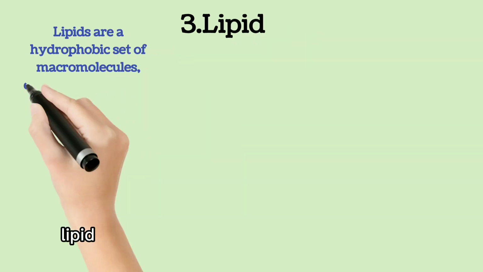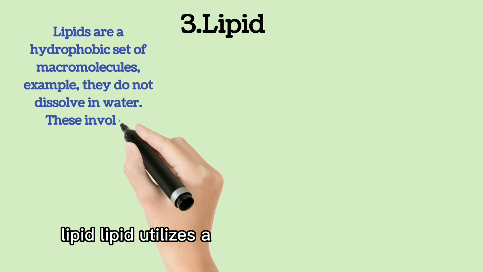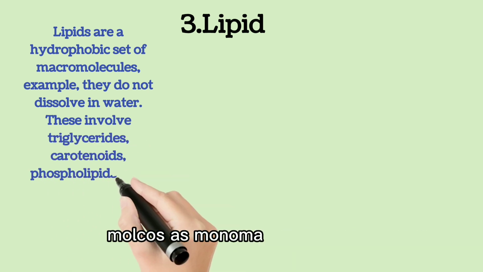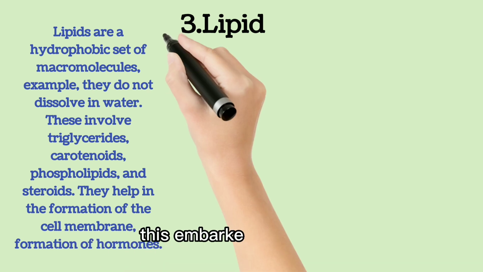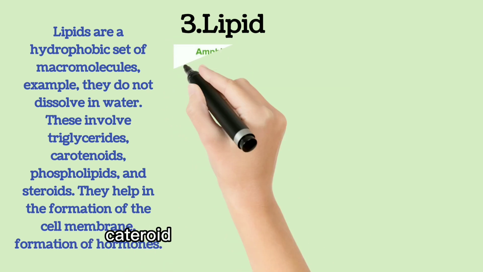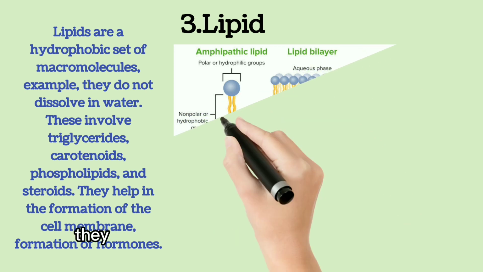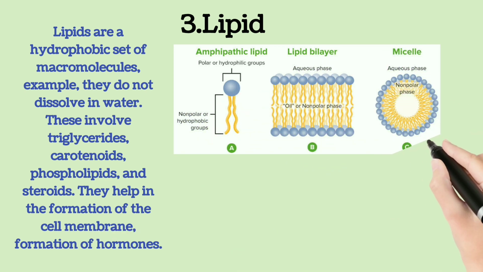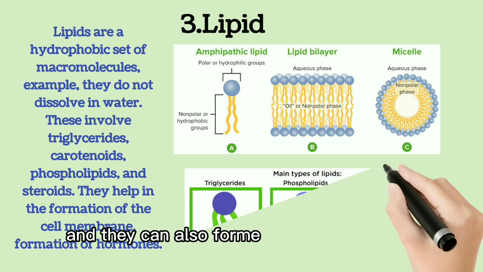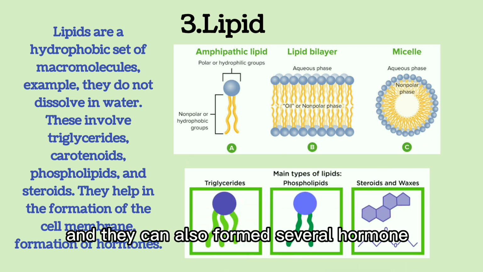And lipid. Lipid utilizes a hydrophobic set of macromolecules as monomers to form lipid. They do not dissolve in water. This involves triglyceride, cholesterol, phospholipid, and steroid. They help in the formation of the cell wall or cell membrane, and they can also form several hormones.